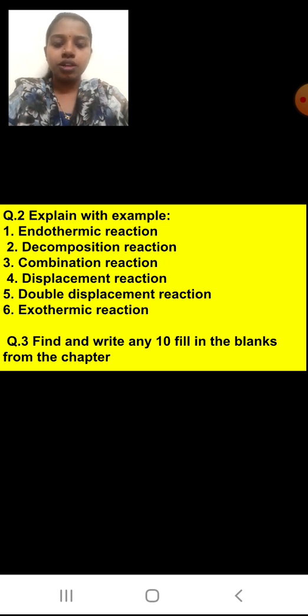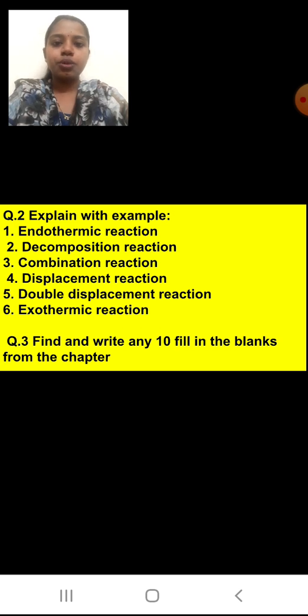Next question, you are going to explain with example: first, endothermic reaction; second, decomposition reaction; third, combination reaction; fourth, displacement reaction; fifth, double displacement reaction; sixth, exothermic reaction. Here, first write the definition for each reaction, then write a reaction example, and explain what is happening in that reaction in just 2 lines. And when you write the chemical reaction, don't forget to write the names of the compounds below.